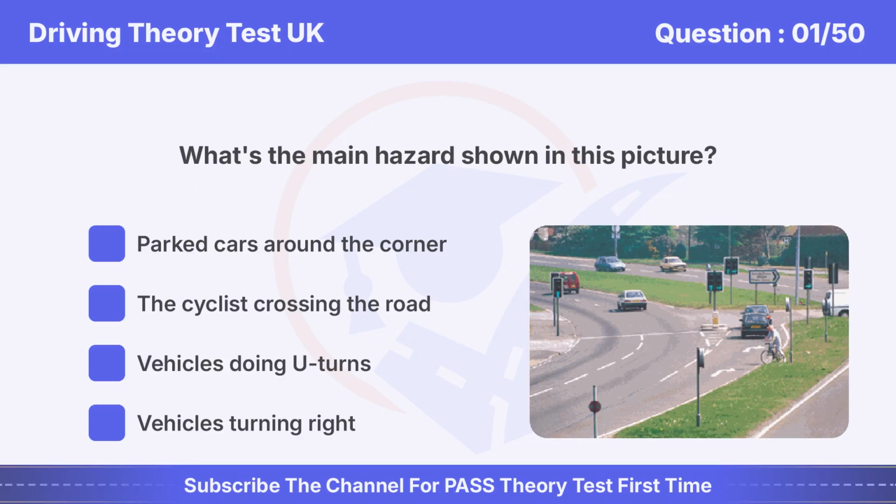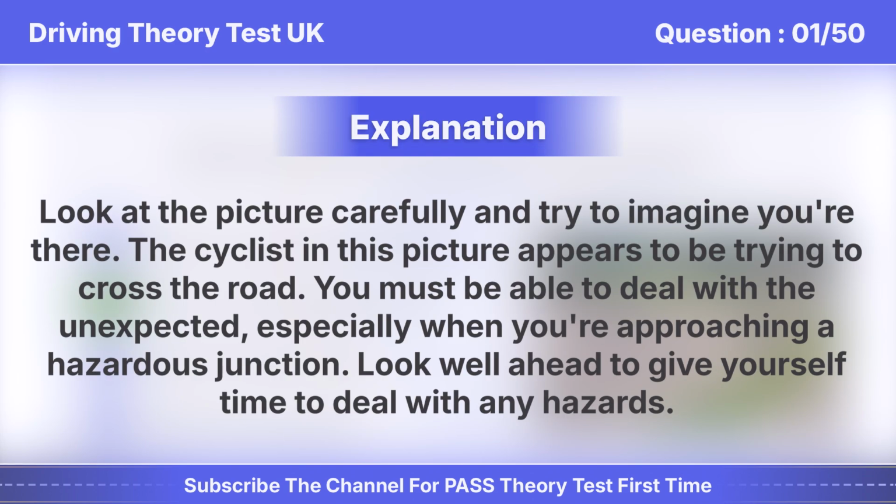Question 1. What's the main hazard shown in this picture? Answer is B, the cyclist crossing the road. Look at the picture carefully and try to imagine you're there. The cyclist in this picture appears to be trying to cross the road. You must be able to deal with the unexpected, especially when you're approaching a hazardous junction. Look well ahead to give yourself time to deal with any hazards.